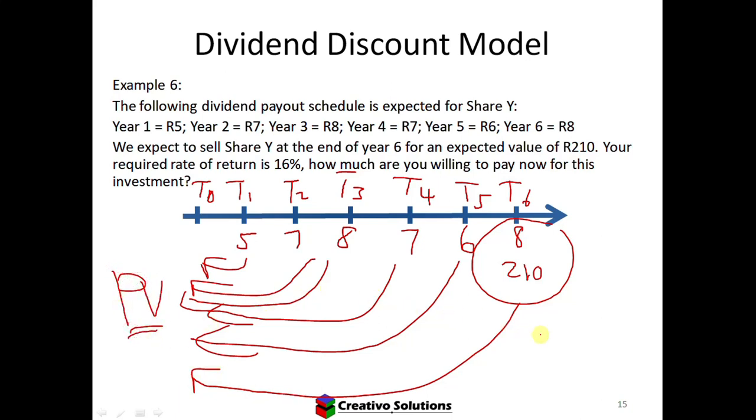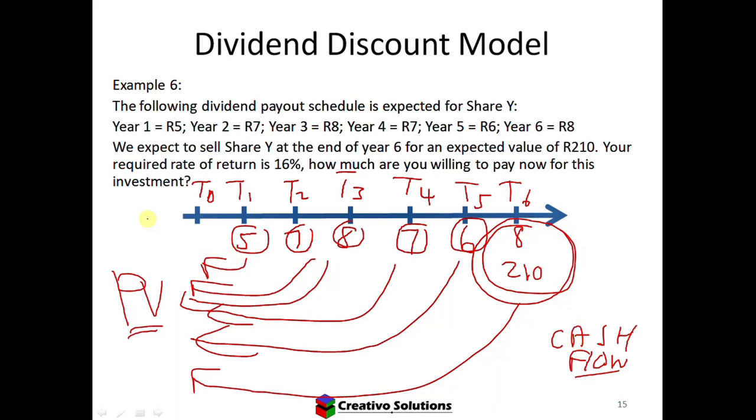So again, I would use cash flow. Use your calculator. You can insert each of those amounts into the calculator as the cash flow. Just remember at T0, you need to have a 0. You have to insert 0, no cash flow at the beginning. Then you insert your rate at 16%.